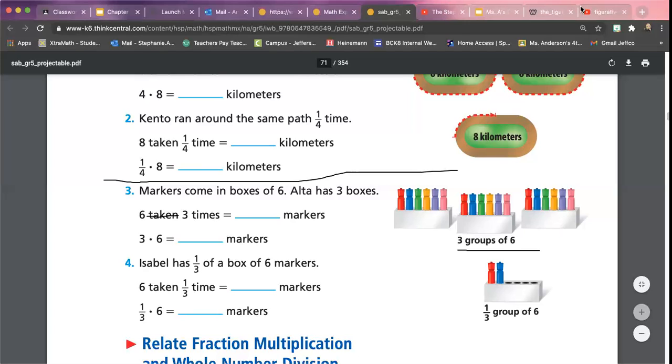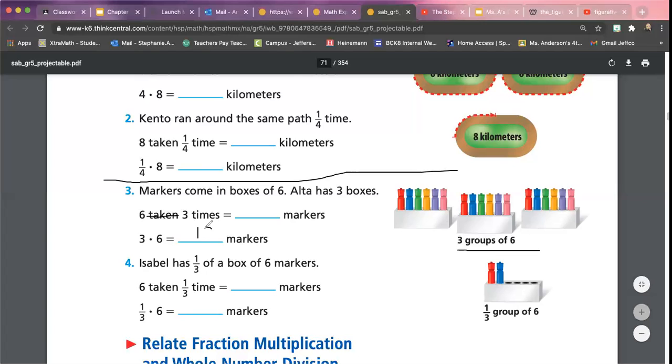Let's hear from, who have I not heard from yet? Justin, could we hear from you on this one? If Alta has groups of 6 for markers and she has 3 groups of them, how many markers does she have? First, you need to do 3 times 6. Can you speak up just a little bit louder so we can hear you good? First, you need to do 3 times 6, and that is 18.